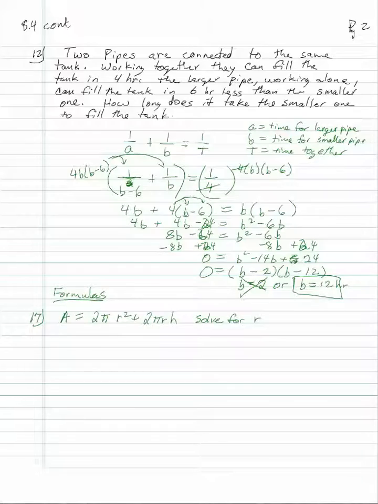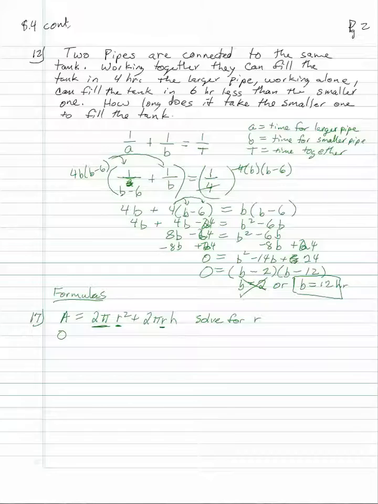Okay, so now we're going to formulas. Number 17, if you look at this, it says solve it for r. A lot of people get confused with this because you have to remember that 2 pi is just a constant, and in this term r squared, r is your variable. So if we view everything else as constant for a moment, you can think of this as a quadratic equation.